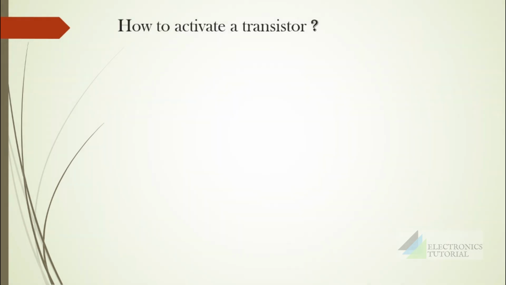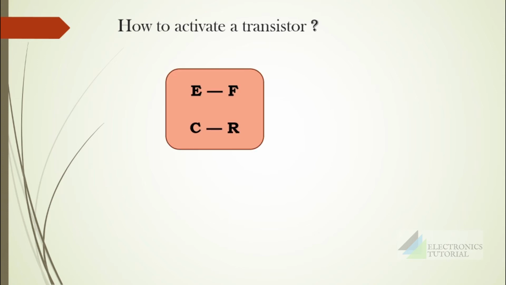Now we'll be discussing how to activate a transistor. This condition is maintained to activate a transistor. EFCR. E indicates emitter junction and F indicates forward bias. This means that emitter junction should be forward biased and the collector junction should be reverse biased.